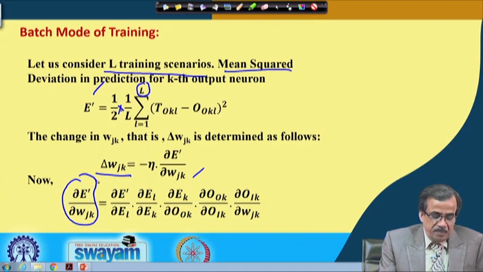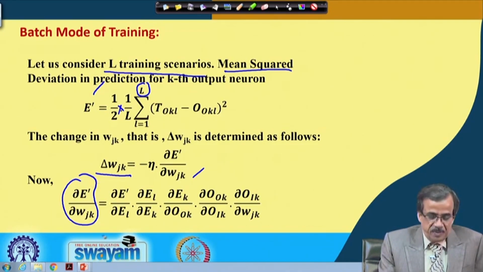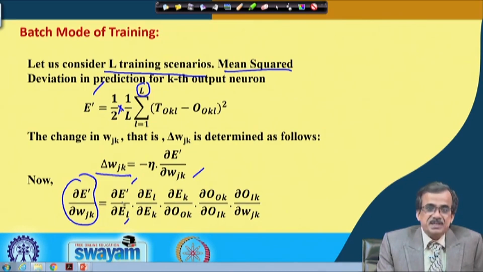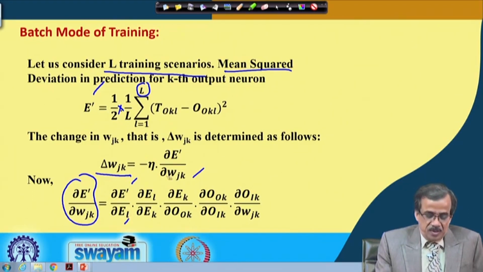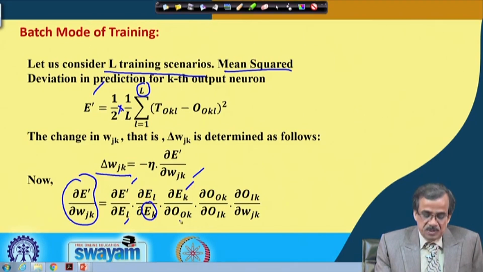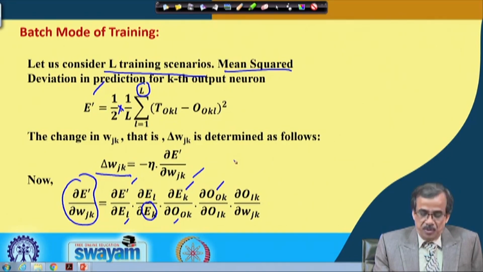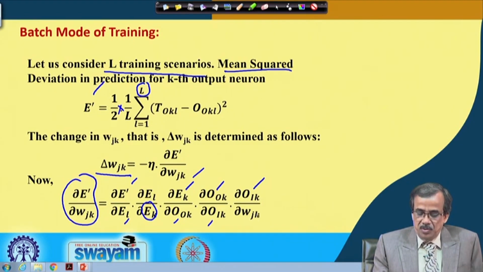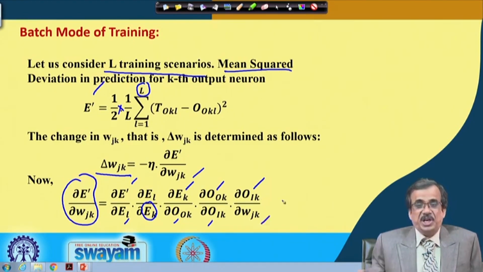So, del E prime del W_jk is nothing but del E prime del E^L, that means the error corresponding to the small lth training scenario. Then comes the rate of change of E^L with respect to E_k, then the partial derivative of E_k with respect to O_Ok, the partial derivative of O_Ok with respect to O_Ik, and the partial derivative of O_Ik with respect to W_jk.